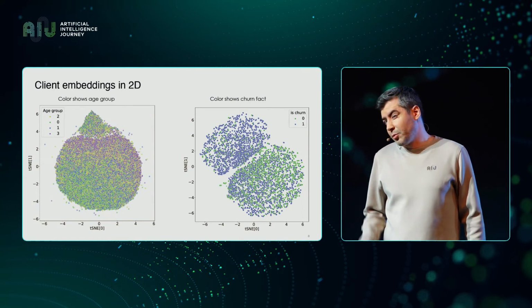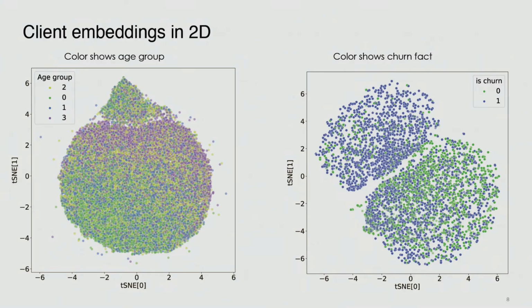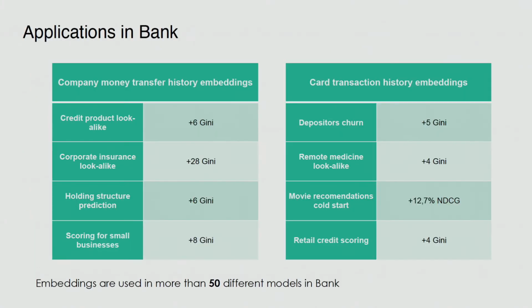So on the right-hand side, the churn actual data are shown. You can see that in blue color, there are a lot of clients that left us in the upper part, and there are no green clients that stay with us, whom we retain.